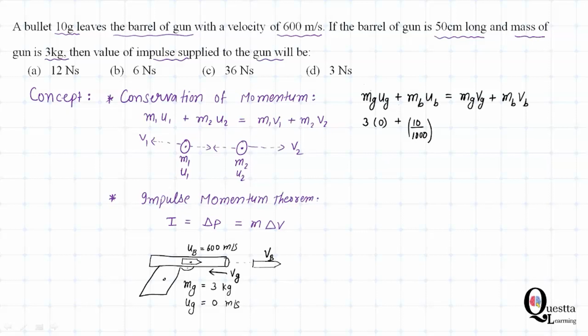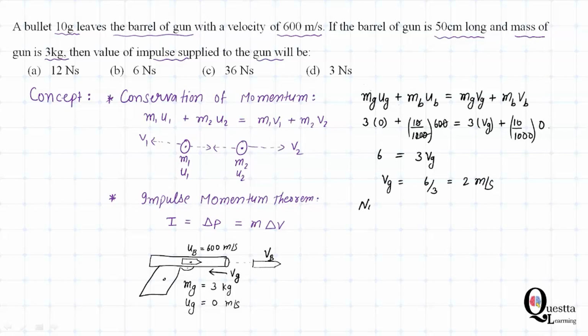and then multiplied by initial speed, this is 600, equal to mass of the gun is again 3 and vg is unknown to us, plus here mass of the bullet is again 10 divided by 1000, and now this velocity of bullet will become 0 at the end. So here we can solve this as 6, because here 2 zeros and this 1 zero will cancel all these 3 zeros, and this is equal to 3 times vg, and therefore this vg will be equal to 6 divided by 3, which is equal to 2 meter per second. So here we have calculated this recoil velocity of the gun.